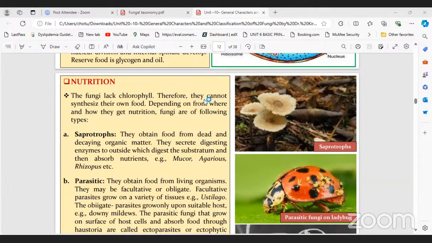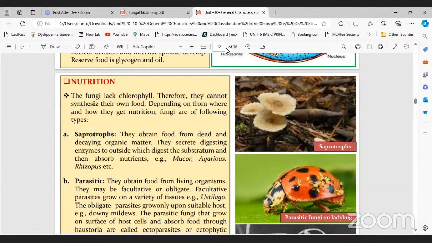fungi are of the following types. They do not prepare their own food material. That's why fungi are divided into two types: one is saprophytic, another one is parasitic. What are saprophytic and parasitic?